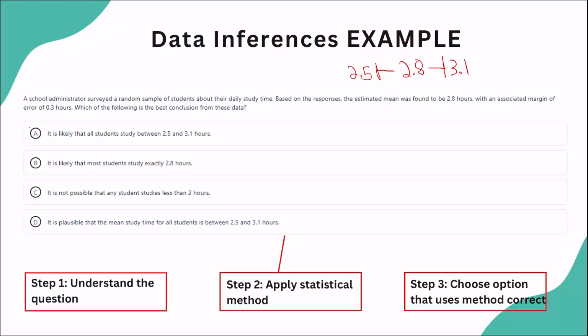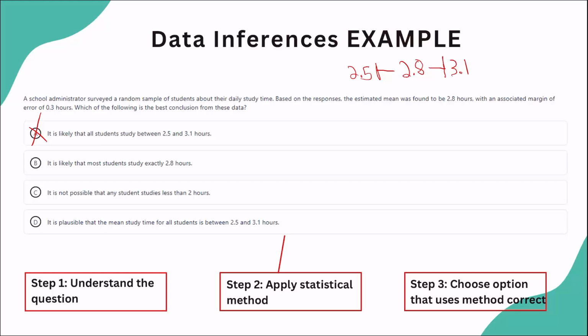So now we're going to look at the answer choices, with choice number A saying it is likely all students study between 2.5 and 3.1 hours. Well, we're not looking for what all students study between, we're looking for the mean, so the average of all students. And so this one is doing too much. It's not going to be every student, it's just the average of all of our students.